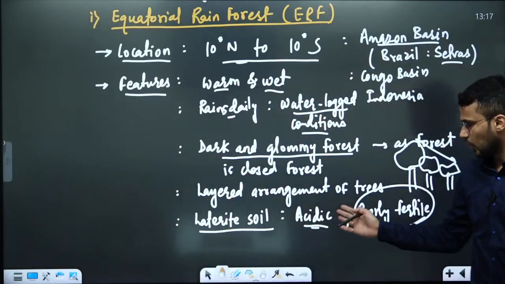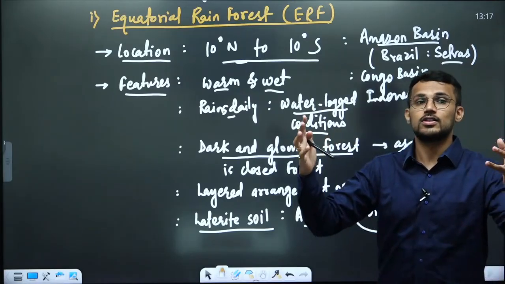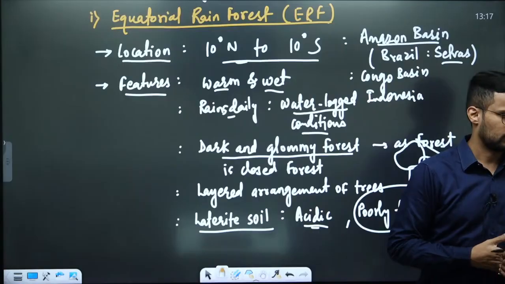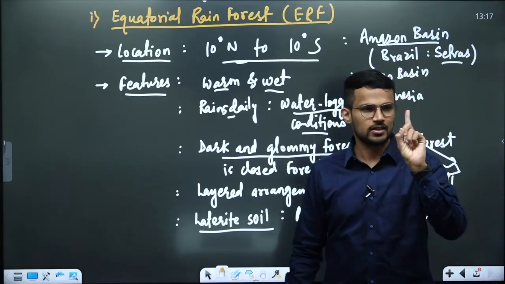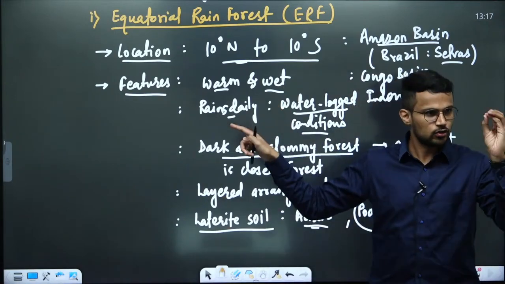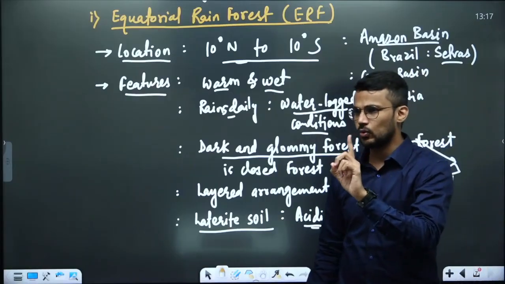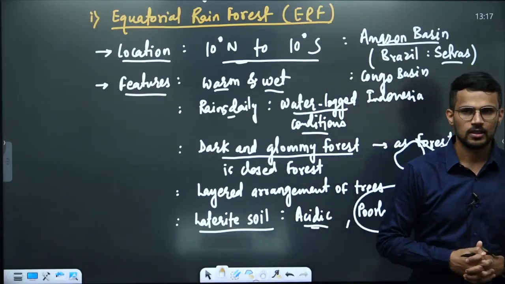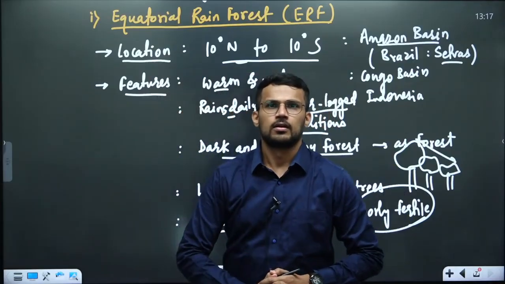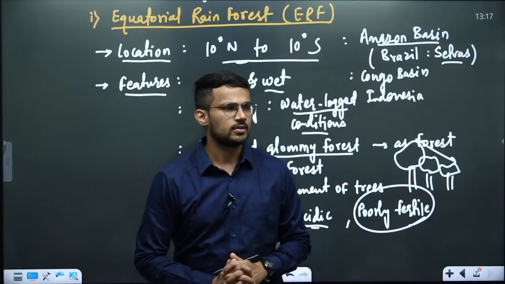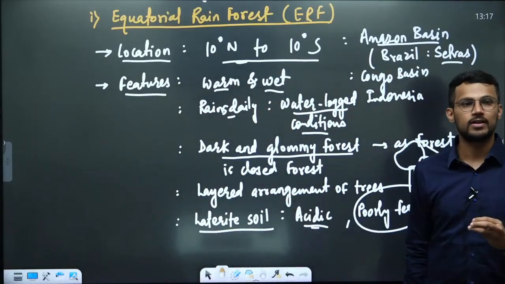Question is, if soil is poorly fertile in this area, why do we have dense forest in this area? Rains are too long. First is condition, favorable conditions are there, right? जो vegetation के growth के लिए conditions चाहिए वो favorable, right? But that is only one reason. Any other reason? Why do we have dense forest despite poorly fertile soil?